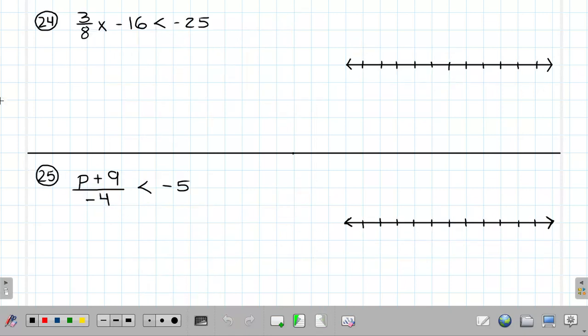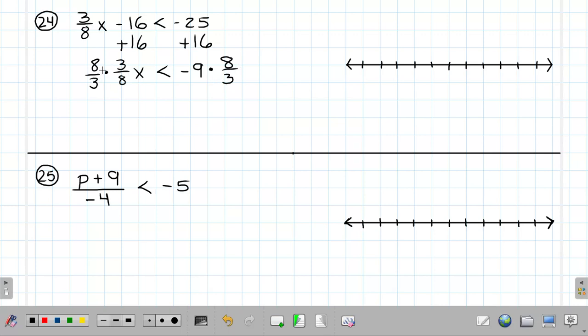All right, then last two here, 24 and 25, can be a little tricky if you're rusty on these type of two-step equations, but the steps are still the same. Here I'm going to add 16, add 16. We get 3/8 x. I added 16, so my symbol's going to stay the same. -25 plus 16 is -9. And then here we multiply, or in some cases you could think of divide by 3/8. But here we're going to multiply by 8/3.